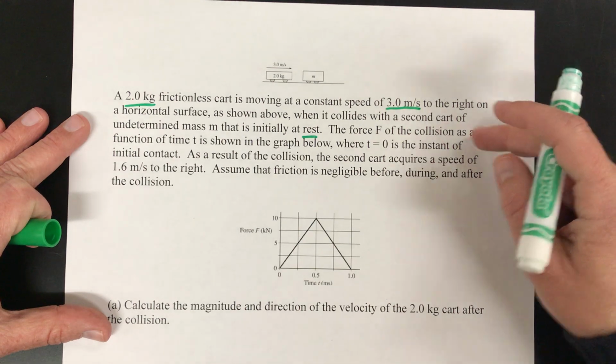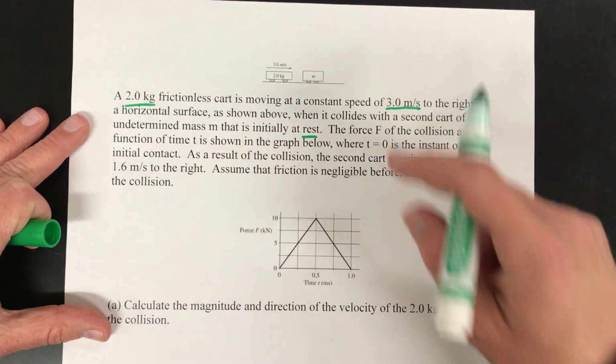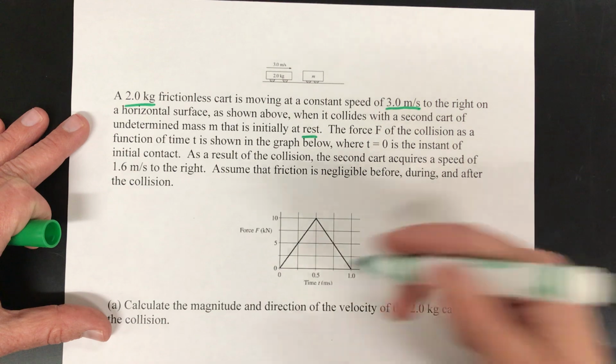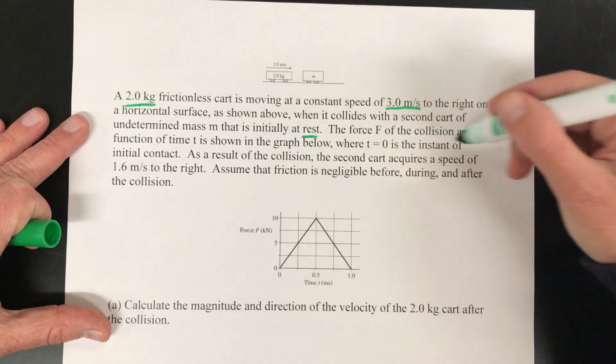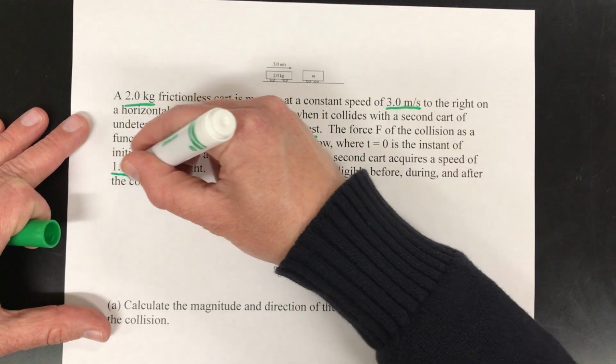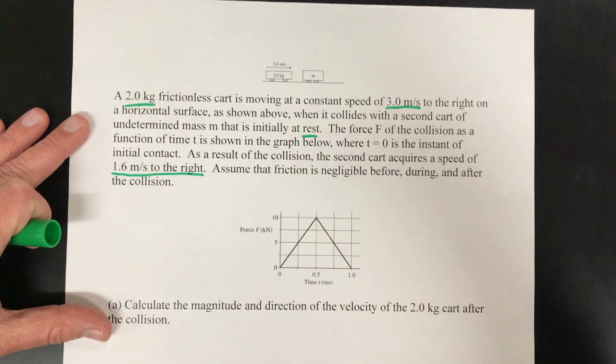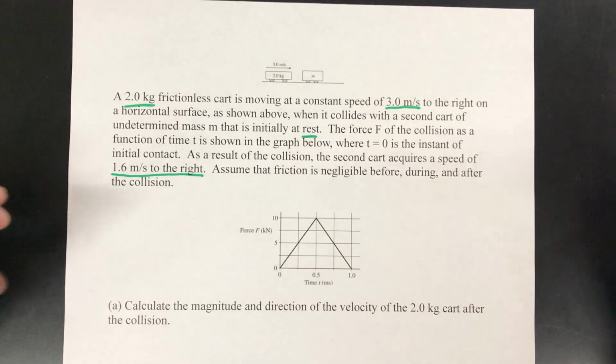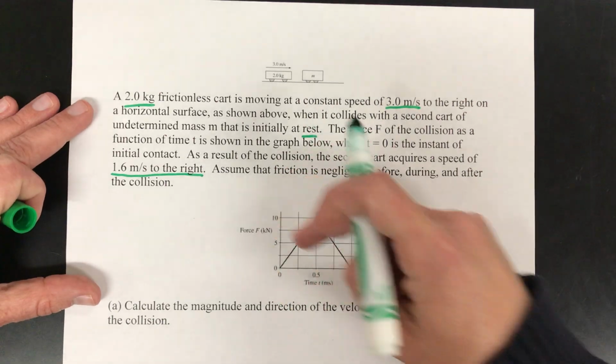The force F in the collision as a function of time t is shown in the graph below. So as a result of the collision, the second cart acquires a speed of 1.6 meters per second to the right. Assume friction is negligible. All right, we will. So they give us this force versus time graph.